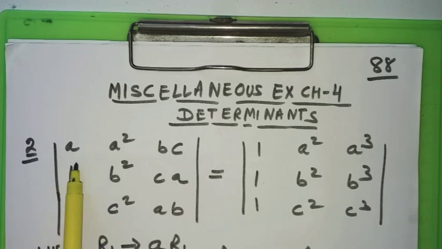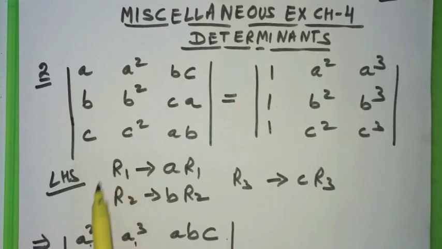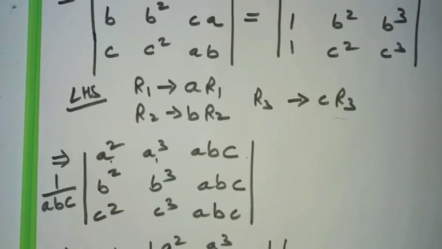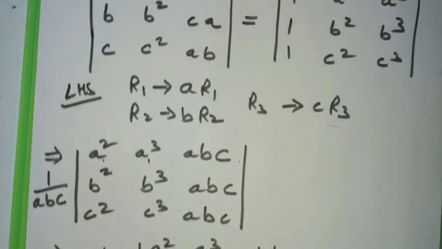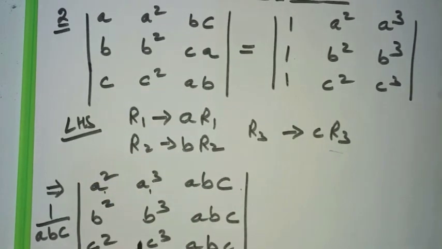So let me multiply the first row of this determinant by a. I multiply the second row by b and I multiply the third row by c. So I do these three operations: R1 goes to a times R1, R2 goes to b times R2 and R3 goes to c times R3. After doing these three operations, the given matrix becomes this.